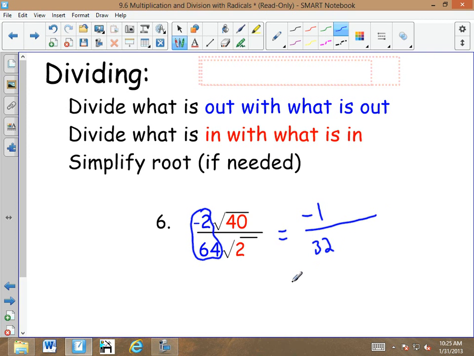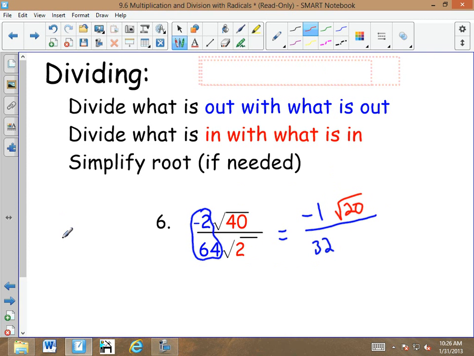Very good. Now, here, I'm not going to put this in square roots. I'm just going to go 40 divided by 2. What's 40 divided by 2? 20. So where does my 20 go? Does my 20 go on top or on bottom? It goes on top, yes. Does it always go on top?